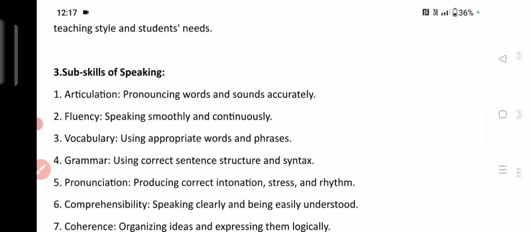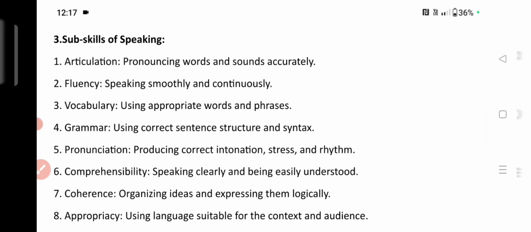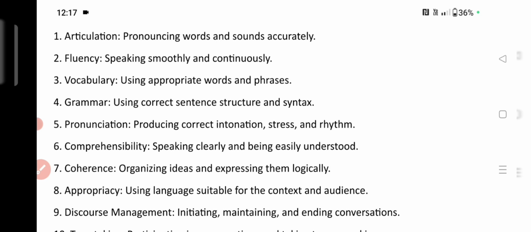So now I had told you previously that listening and speaking, so both are the ways to learn the language. So the sub skills of speaking. Here, speaking means pronunciation, right? So articulation, that means pronouncing the words and sounds accurately. Fluency, speaking smoothly and continuously without any hurry and without any mistakes, you can speak fluently.